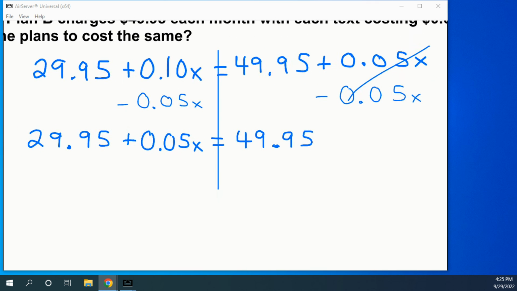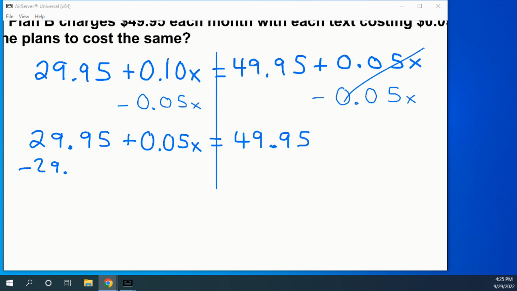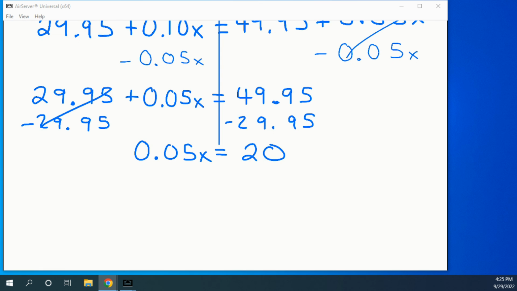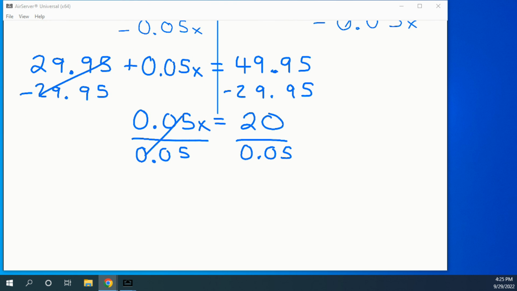Get your constants to the other side by subtracting the 29.95. Those will cancel. 0.05x equals 49.95 minus 29.95. I got this is equal to 20. Last step then is to divide both sides by your coefficient, which is the number in front of the variable. This will cancel. X equals whatever that is. 20 divided by 0.05, 400.